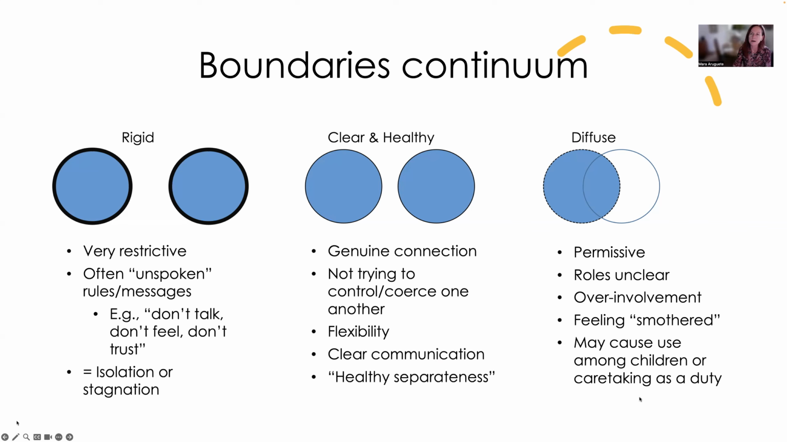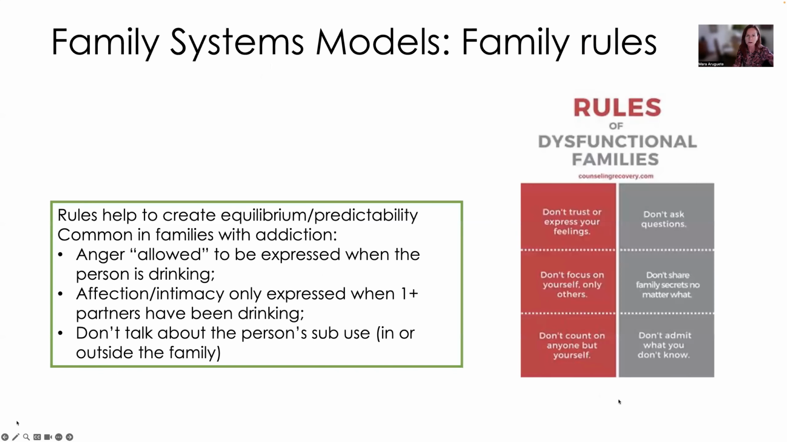So I want you to think about your own family. Do you have rigid boundaries? Are you really, really separate? Do you have clear and healthy boundaries where you're interconnected? You've got a connection, but you also have your own independent thing going on. You support each other, you don't coerce each other. Or do you have diffuse boundaries where it feels like you're smothering each other and your roles are all overlapping? That's something that family systems will look at.